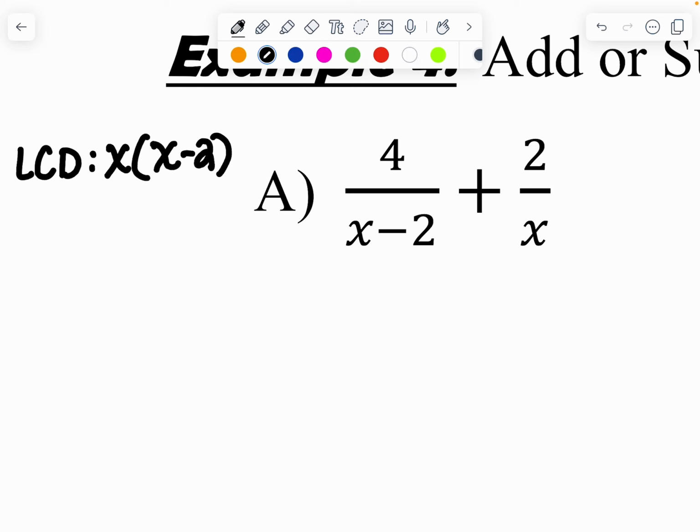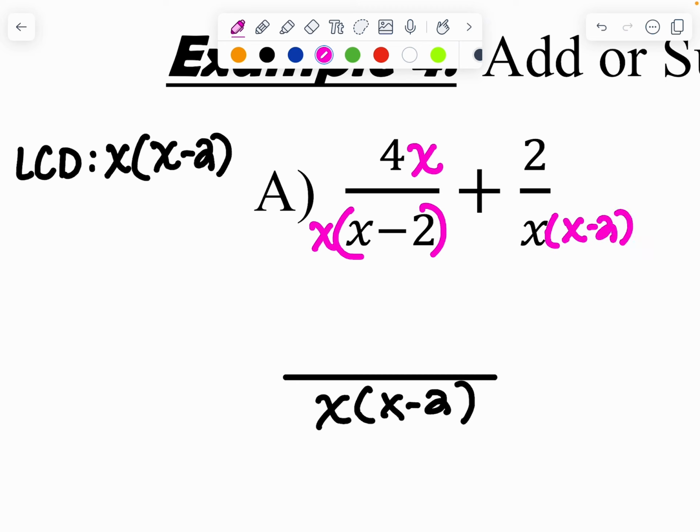All right, so now what I like to do is write my new fraction, with x times x minus 2 as my new denominator. And now I'm going to get my numerators. I'm going to do that by getting my common denominator. So this already has an x minus 2. It still needs the x. I need to multiply the numerator by that too. This already has the x. It needs the x minus 2. And I'm going to multiply the numerator by x minus 2.